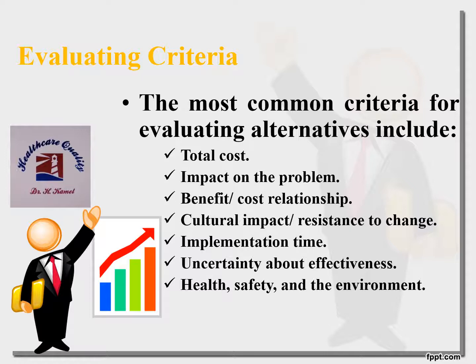Evaluating criteria. The most common criteria for evaluating alternatives include total cost, impact on the problem, benefit-cost relationship, cultural impact, resistance to change, implementation time, uncertainty about effectiveness, and health and safety and the environment.